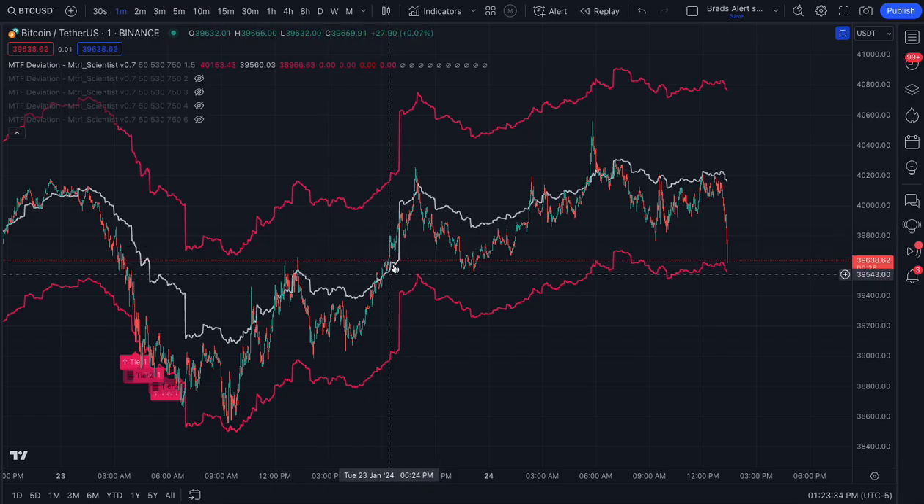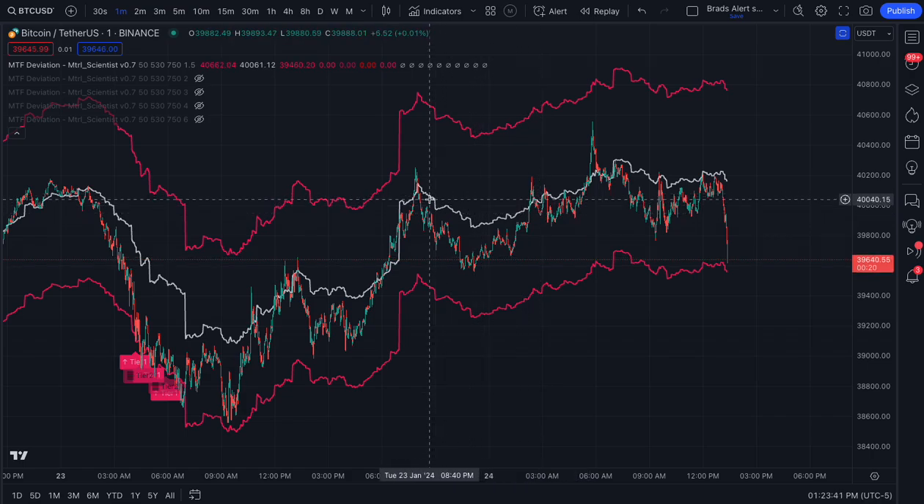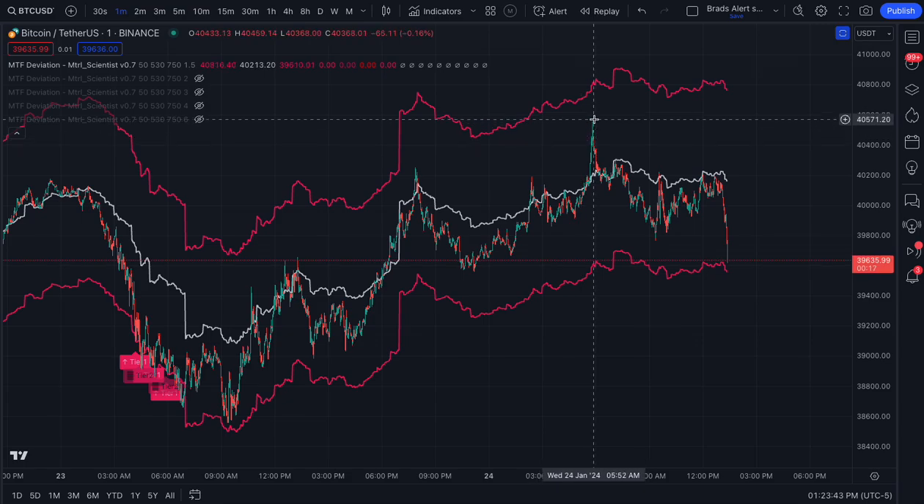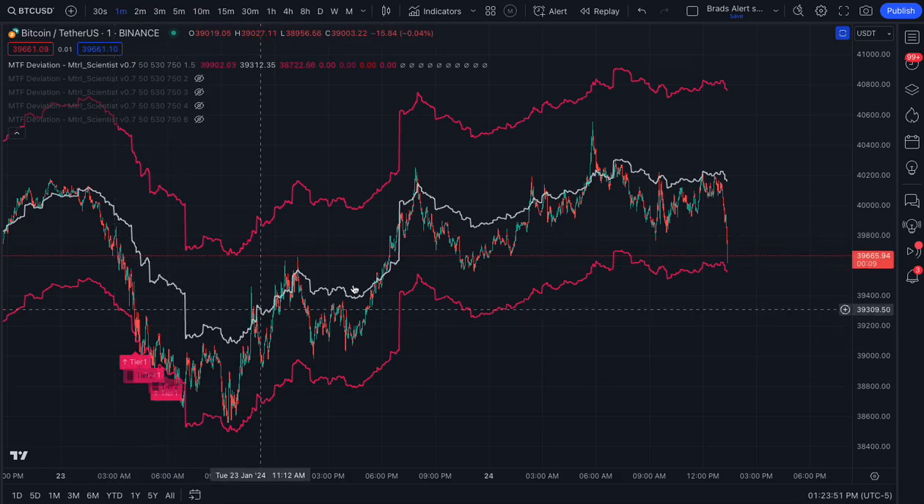If we consider this white line here, which is the 0.5 fib on this grid as mean, we can see that every time price deviates from there, it likes to snap back. That works in both directions. Price goes up from mean, it comes back. Price deviates lower than mean, it comes back. And that is the very simple principle of this indicator.